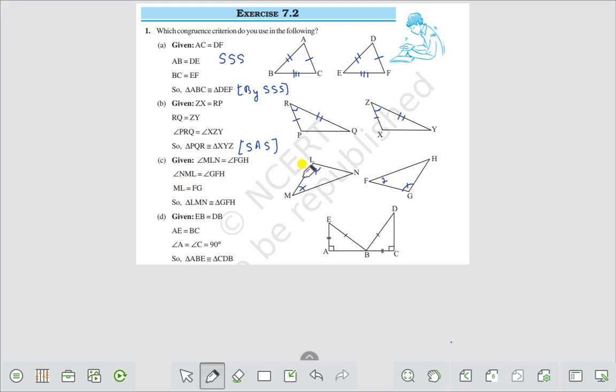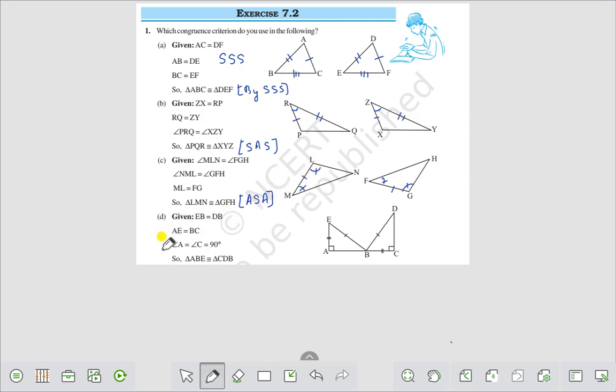And here see ML is equal to FG. ML means this side is equal to FG, right? Therefore, triangle LMN is congruent to triangle GFH, that is, by the angle side angle rule. This is by the angle side angle congruent rule.